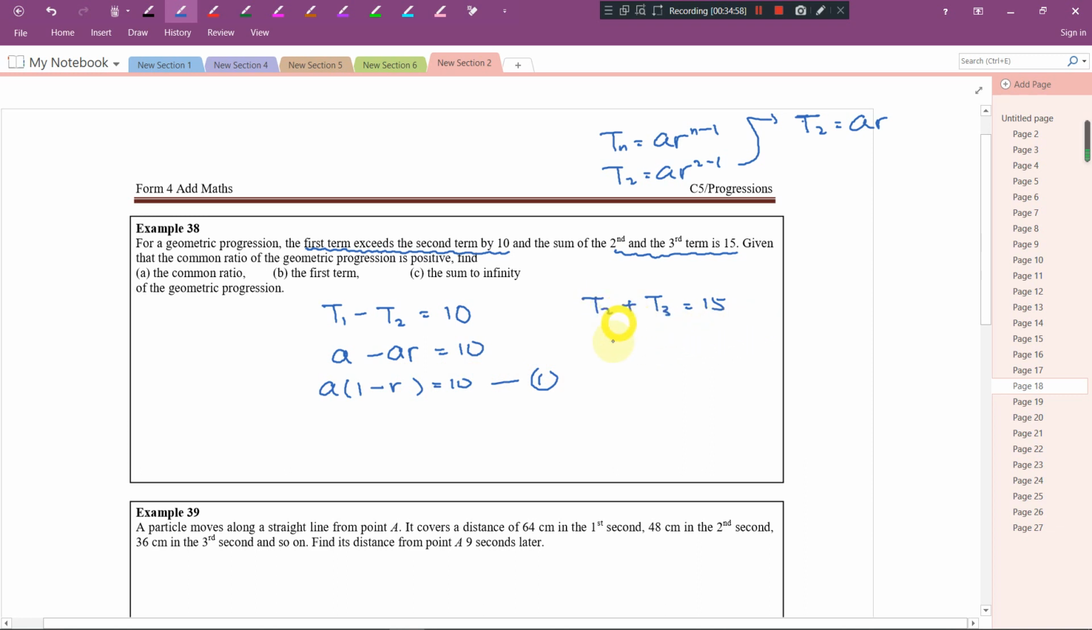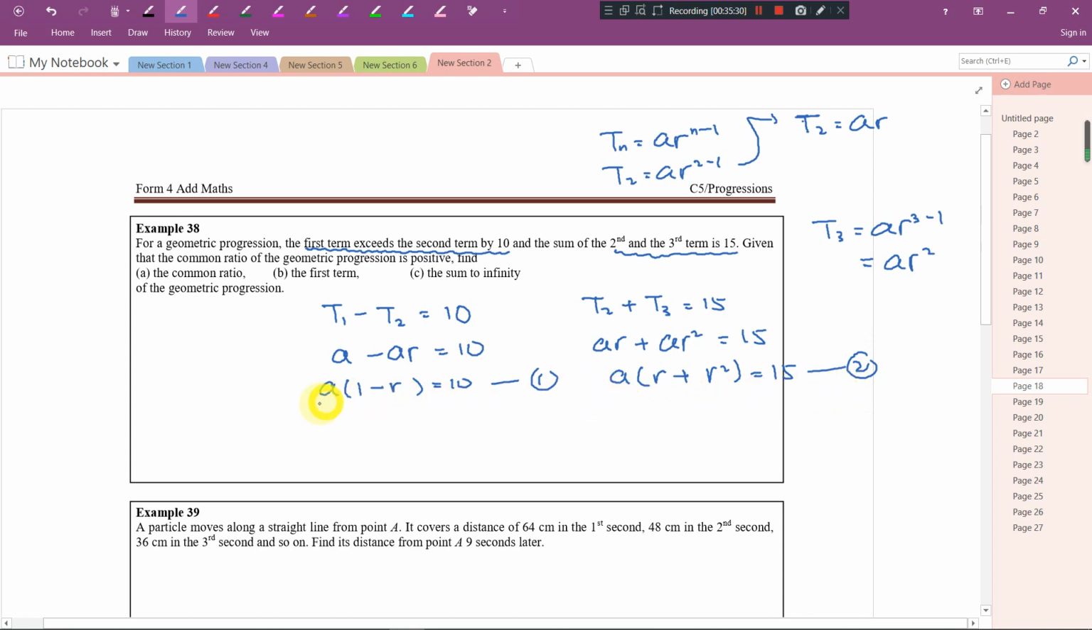So how about this one? T2 is AR, right? AR plus T3, which is equal to AR^(3-1), which is equal to AR^2. So AR plus AR raised to the power of 2 equals 15. Same thing, I do some factorization. I bring the A out, AR(1 plus R) equals 15. Let it be the second equation.